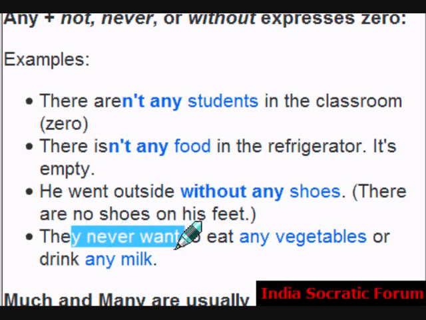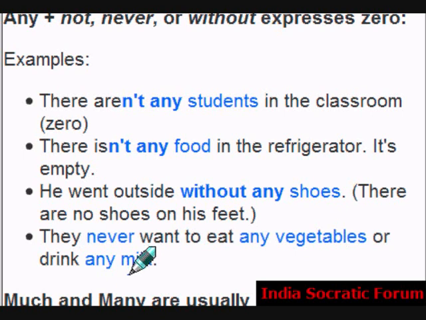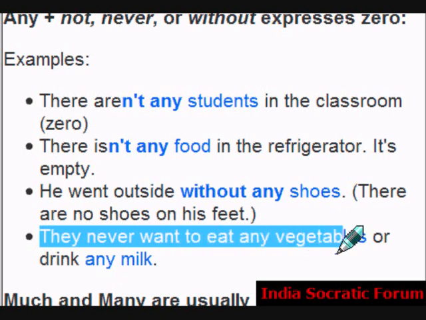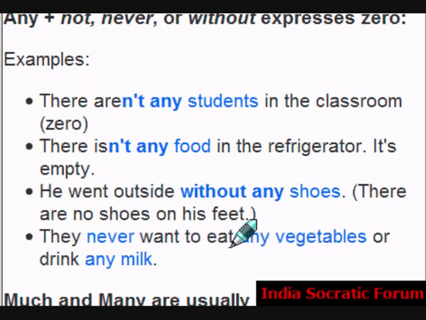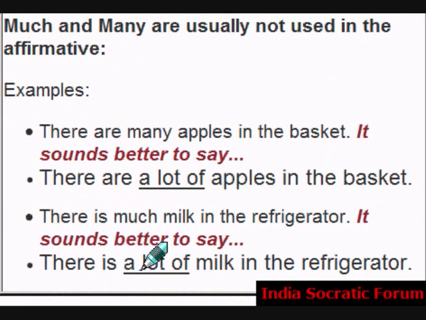They never want to eat any vegetables or drink any milk. Look, the never is used. They never want to eat any vegetables. Any vegetables. Never and any go with the negative form very well. Right? So much and many are usually not used in affirmative.